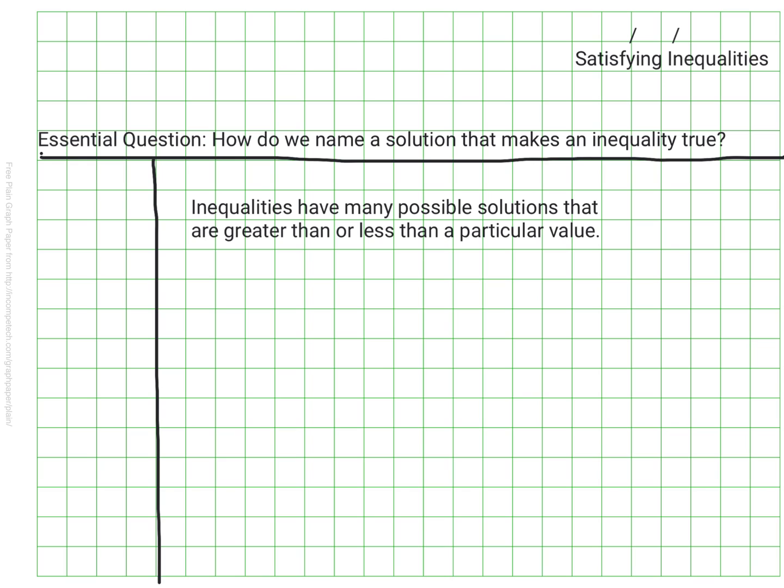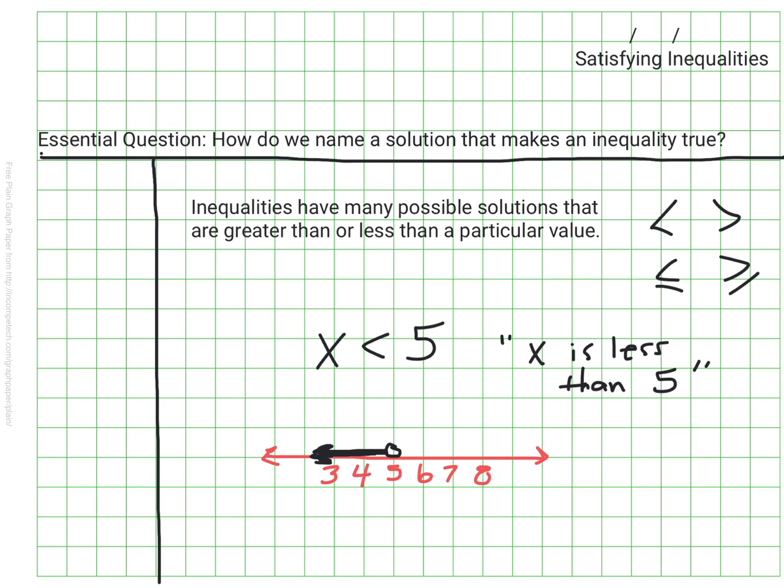We see inequalities written with symbols such as this, or sometimes greater than or less than with an equals sign attached. An inequality might look like this. We read this as x is less than 5. And we can draw this on a number line to represent the inequality. The number line would look something like this, where you have the open circle on the 5 and the arrow going to the left.